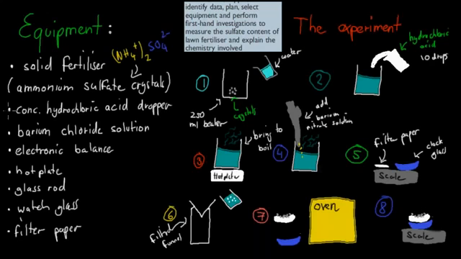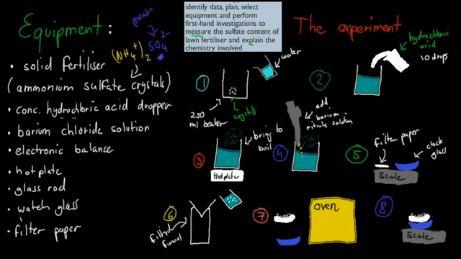The reason why I mention all this is because the dot point itself says, identify data, plan and select equipment, and perform a first-hand investigation to measure the sulfate content of a lawn fertilizer and explain the chemistry involved. So first we have to measure the sulfate content, and we have to explain the chemistry involved as well. This would have been equipment that you would have used, or something similar. You would have had your solid fertilizer, which in this case is ammonium sulfate, and the structural formula for ammonium sulfate is this. Obviously the sulfate is what we're trying to figure out, how much of that is inside. So this is what we're trying to measure.